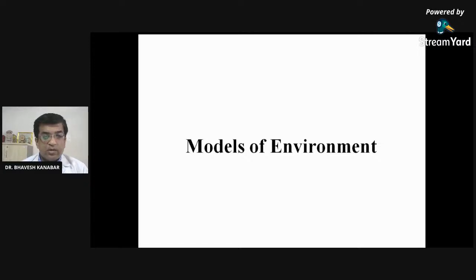Okay, so many students have joined and we are waiting for other students to join. We are going to discuss models of environment. That is part of your environment syllabus, various models of environment. You may have learned that in your theory classes also. We are going to discuss some models in SWOT. So shortly we are going to start today's discussion.